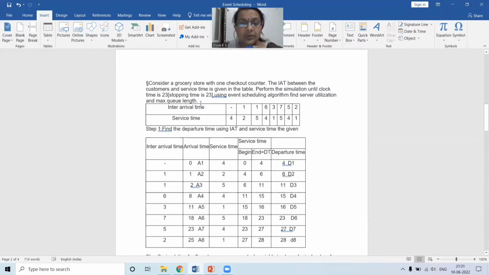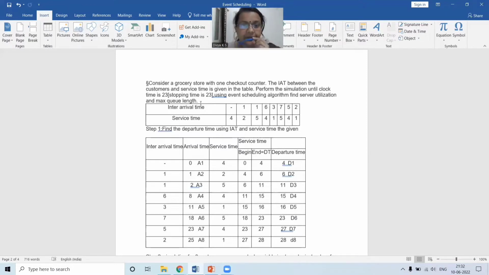So what we have is a grocery store having only one checkout counter, so customers will come, and the gap between the customers we are thinking can be like this. The service time for the customer is calculated, and they are giving the probability in the question, and the clock ending time is 23. Within the 23rd clock, how many customers can we serve according to this table.